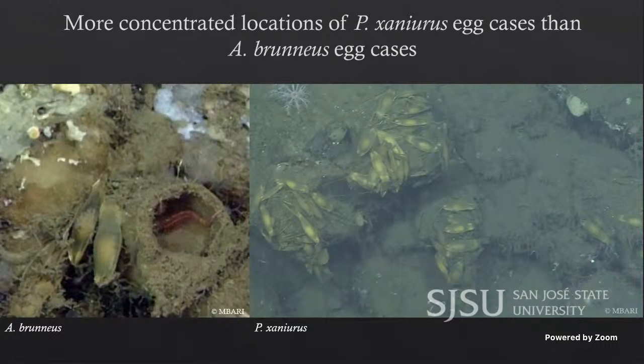And this can be supported by my observations while concurrently looking at egg cases using MBARI ROV data. I was also looking at the Catshark species, P-Xaniers and Abronius, for part of my thesis, which ended up being cut. Regardless, upon these observations, there are about 7 times more P-Xaniers Catsharks within the study region than Abronius.